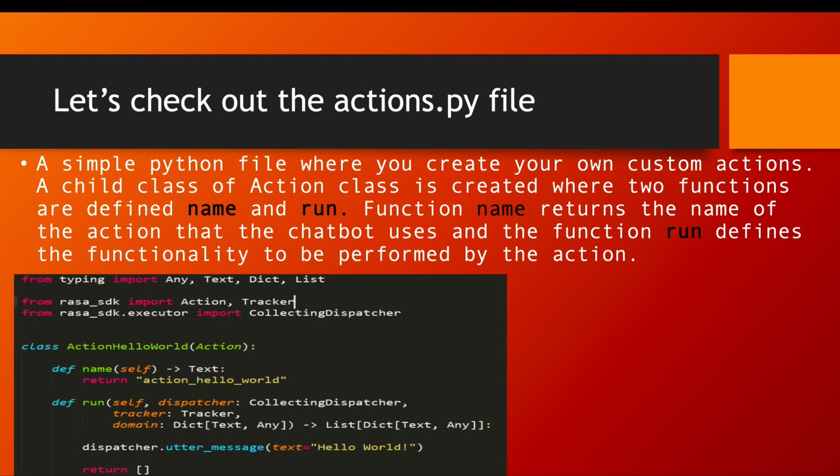Here in this example, you can see we have created a class ActionHelloWorld, which is a child class of Action, and two functions are defined here. One is name, another is run. Name is simply returning the name of the action. Here it is action_hello_world, and run says what the action has to perform. Simply, it will print a message, hello world.